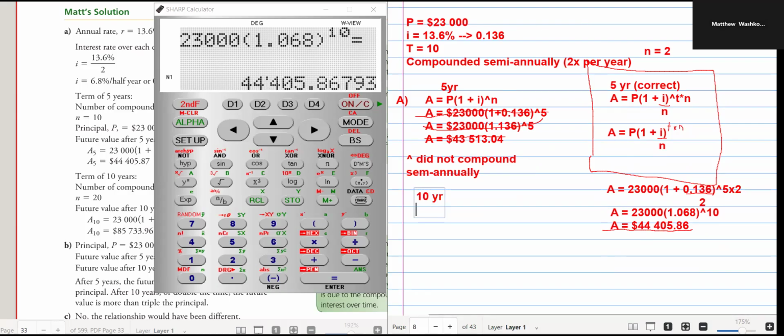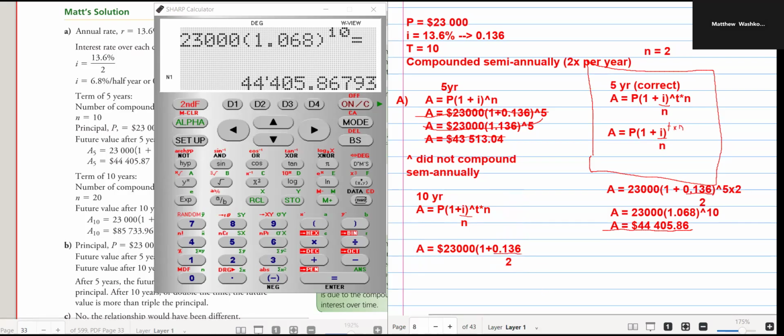Now let's do the 10-year, right? So A is equal to P, 1 plus I over N, to the power of T times N, right? Again, just doing this to get us more familiar with it. So A is equal to $23,000 times 1 plus I, which was 0.136. It's compounded twice in a year, right? So divided by 2.